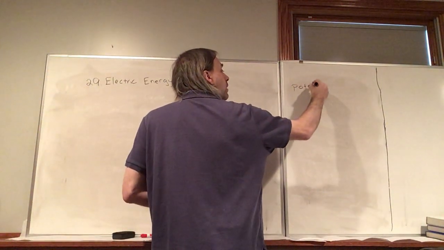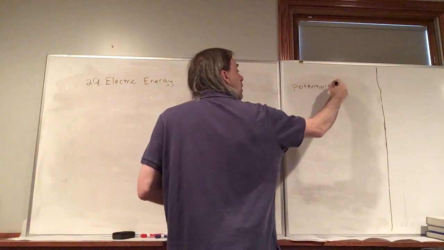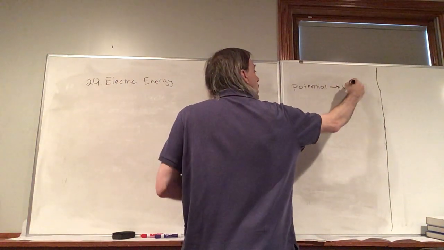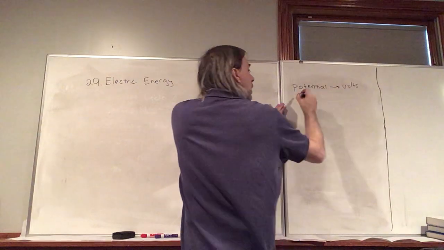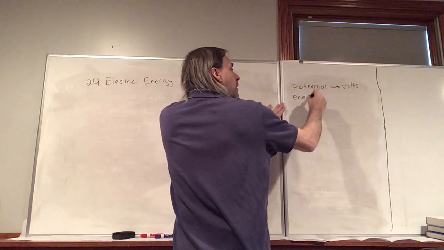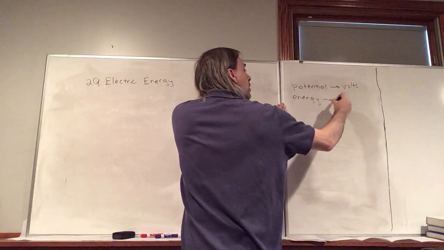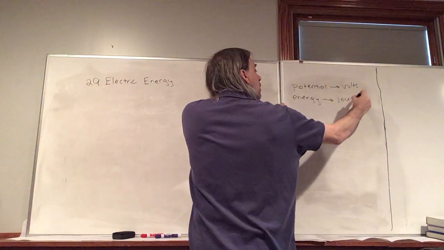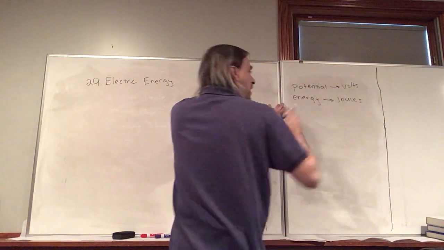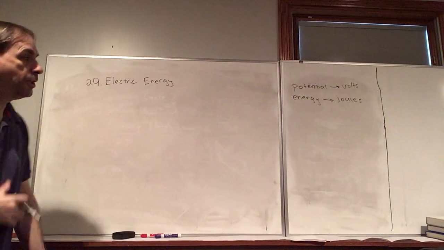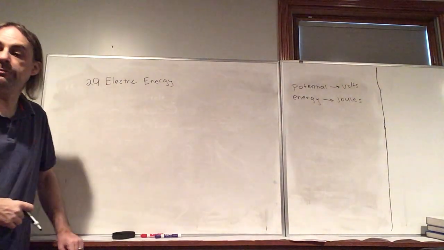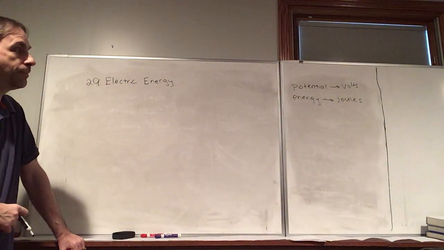Let's write that down. So potential is in volts, and energy is in joules. Again, if you pay attention to the units, you shouldn't be confused about which thing we're actually talking about.